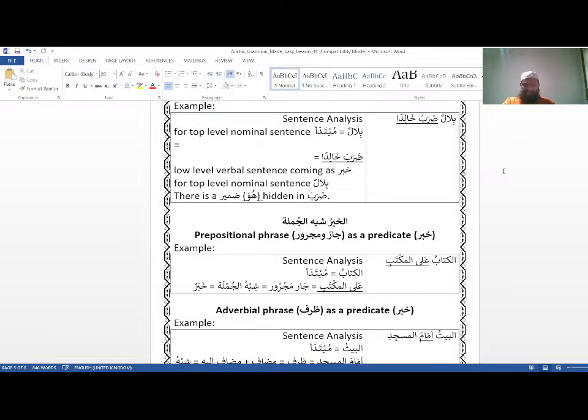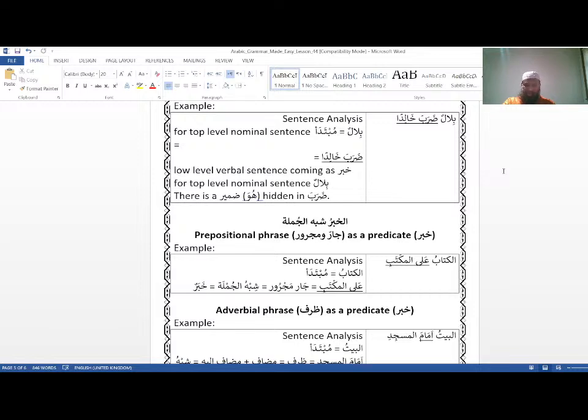Adverbial phrase, zarf, as a predicate, khabar. Al-baytu amam al-masjidi, the house is in front of the mosque. So here the word amam, in front, is giving us the meaning of place. There are some words that give us the meaning of place or the meaning of time.